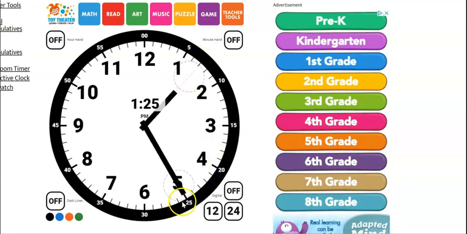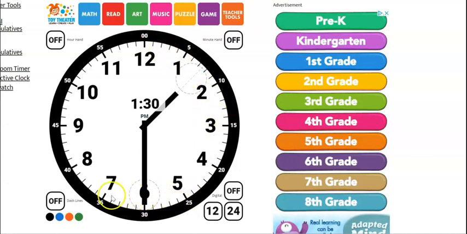This is what 25 minutes looks like after 1 o'clock. Okay, 26, 27, 28, 29, 30. This is an important time. This is 1:30, or we call that half past, okay? When the minute hand is pointing straight down to the bottom of the clock, that means 30 minutes have passed.